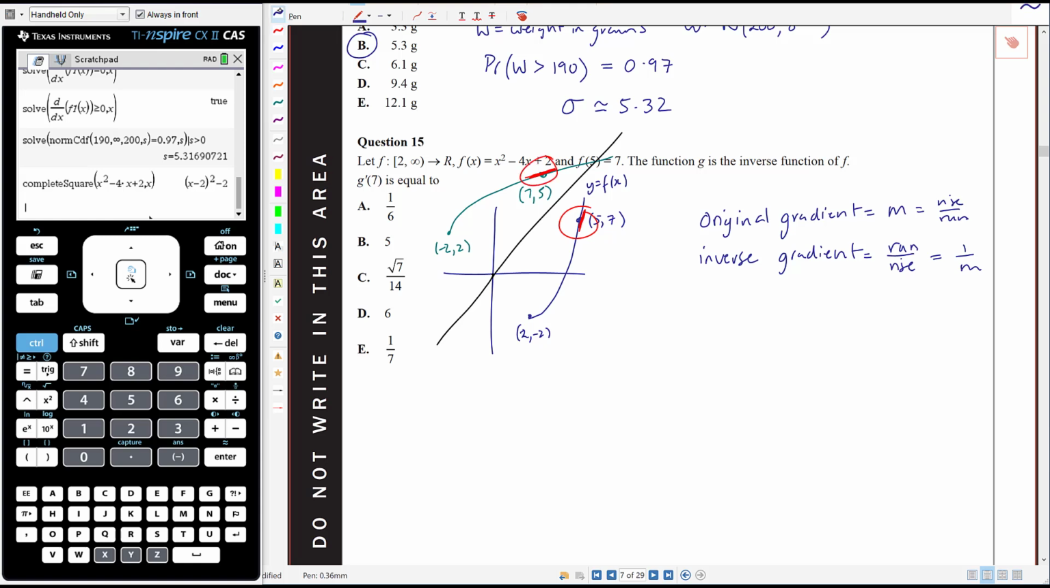Okay. All right, so we can find f dash x, get our calcs to do it, but it's a quick and easy derivative by hand. And we want f dash at 5, which is going to mean 10 minus 4, which is going to mean 6. And so that means that g dash at 7, which is the same point, mirrored in the line y equals x, will be 1 on 6. So A.